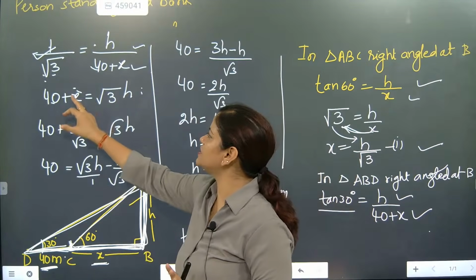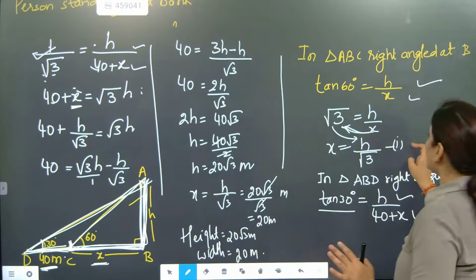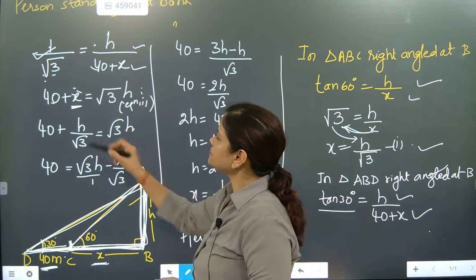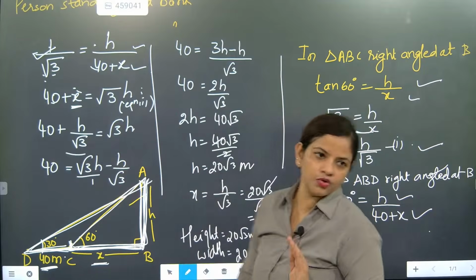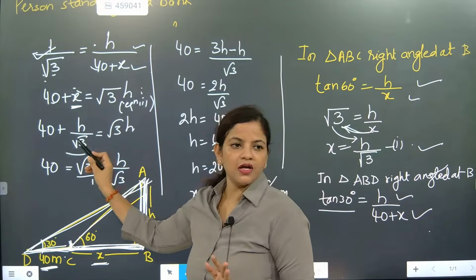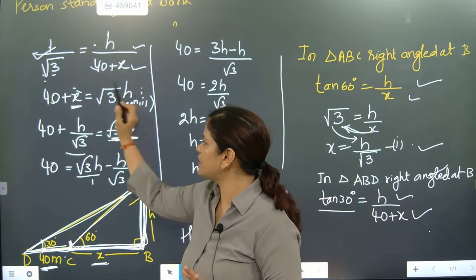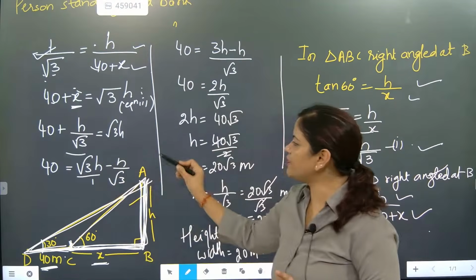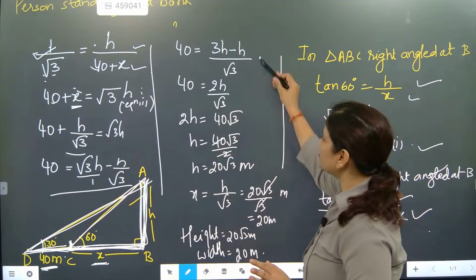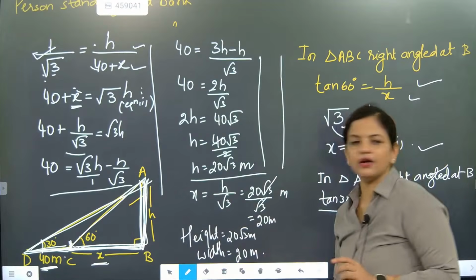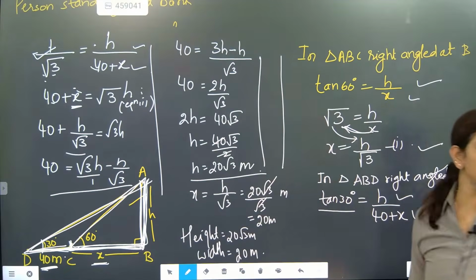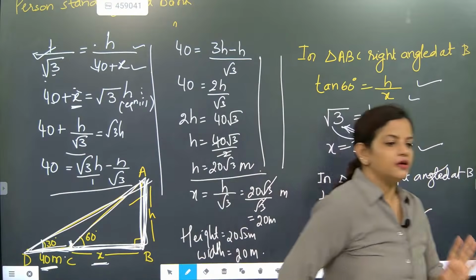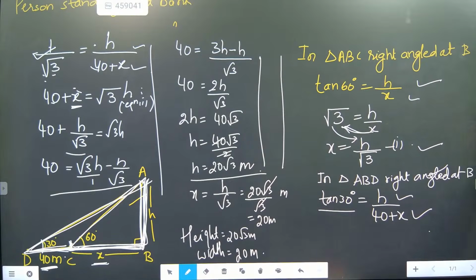After that, I substituted this part from equation 1. It is coming h by root 3. Vishnu, you are understanding? Vishwa? So here root 3h is equal to x by root 3. We shifted it, and the answer is coming this much. So now the value of x is coming as what? 20 root 3. So now height is coming as 20 root 3 and the width of the river is coming as 20. Did you note it? Come on, note down the last part, please.